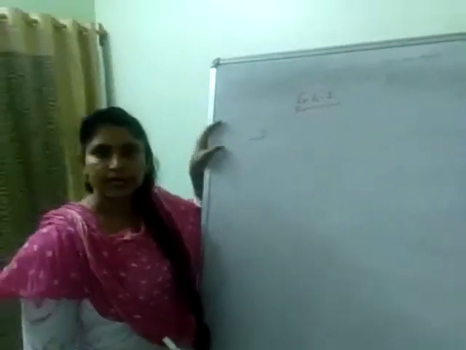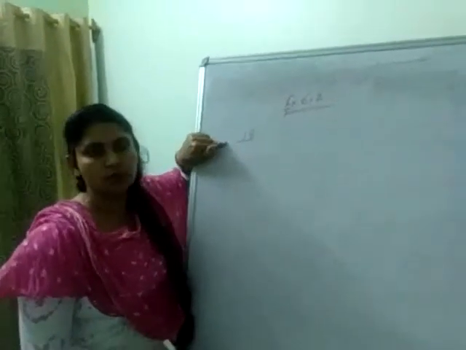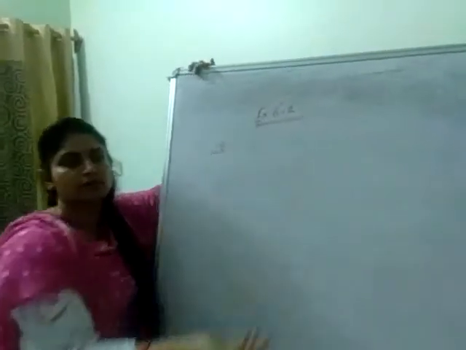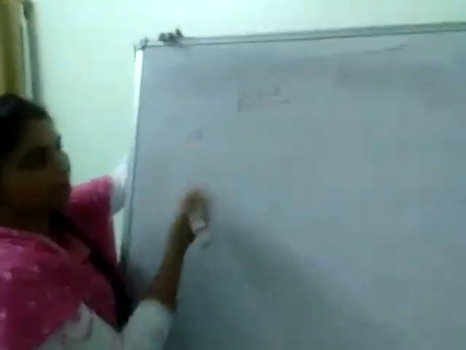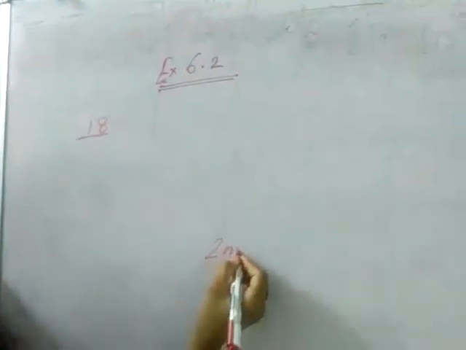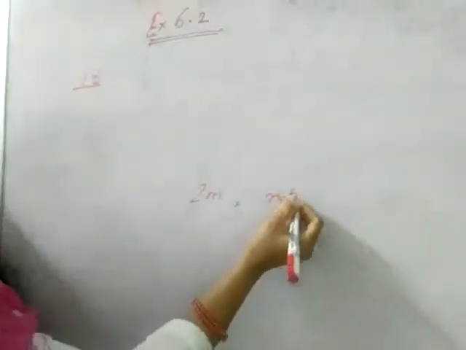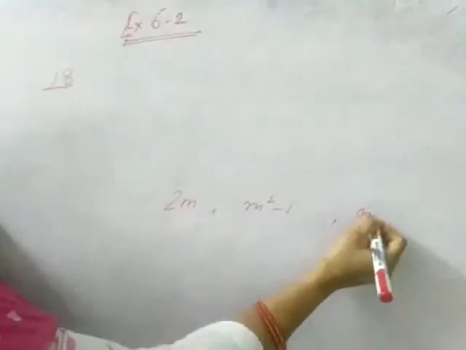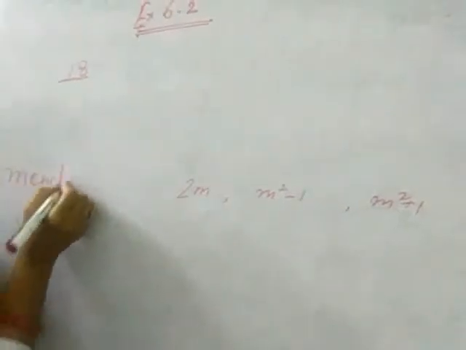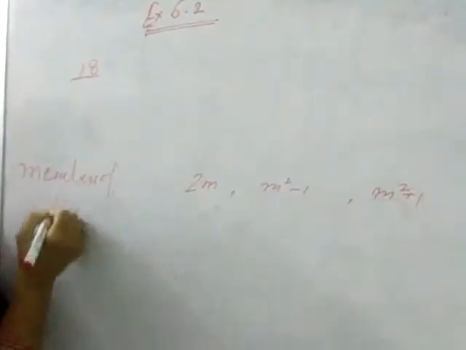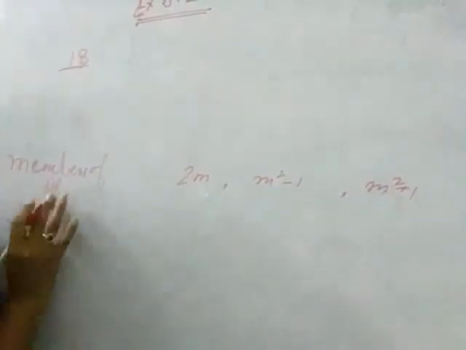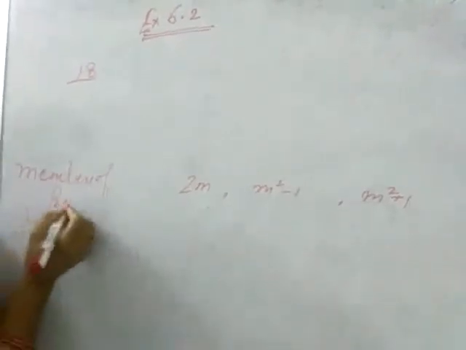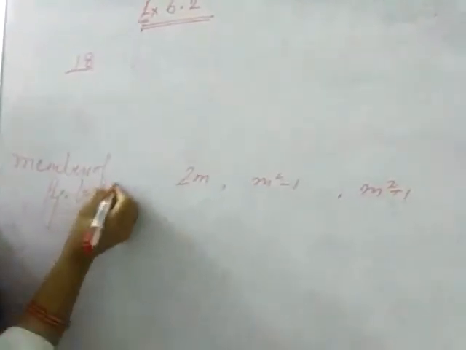Yes, Peter. The next example is: one of the members given to you is 18 and you have to find out the rest of the members of the Pythagorean triplet. So what were the members of a Pythagorean triplet? Just now we have done. That was 2m, m square minus 1 and m square plus 1. I am writing in short. They are the members of a Pythagorean triplet.